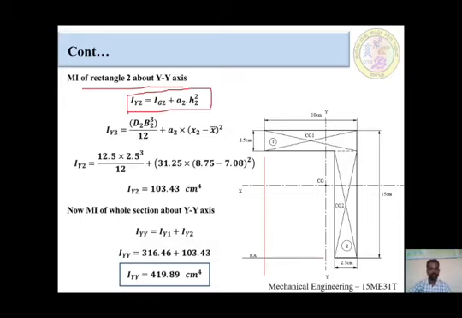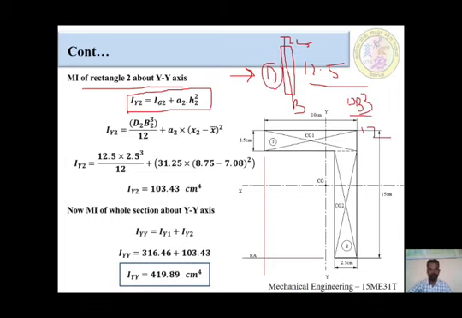The direct formula of the parallel axis theorem is Iyy2 equals Ig2 plus A2 H2 square. I am taking the second component outside. This is the y-axis. We have to look from here. First value is D, second value is B. This would be 12.5 and this will be 2.5. When we see from the y-axis, we see first D, so first is D, second is B cube divided by 12. Like this only they have given. So 12.5 into 2.5 cube divided by 12.